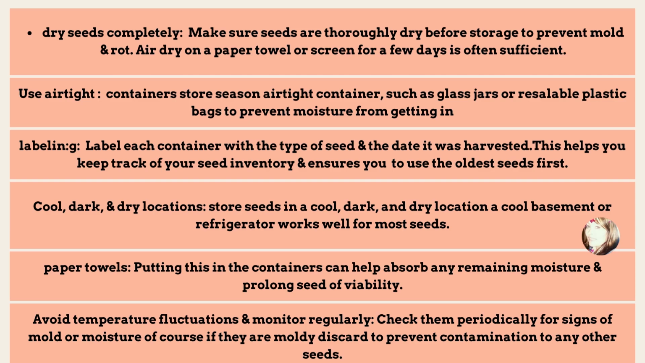Store seeds in a cool, dark, and dry location. A cool basement or refrigerator works well for most seeds. Now, paper towels put in the containers can help absorb any remaining moisture to prolong the seed viability. And last but not least, avoid temperature fluctuations and monitor regularly. Check them periodically for signs of mold and moisture. Of course, if they are moldy, discard them to prevent contamination of any other seeds.